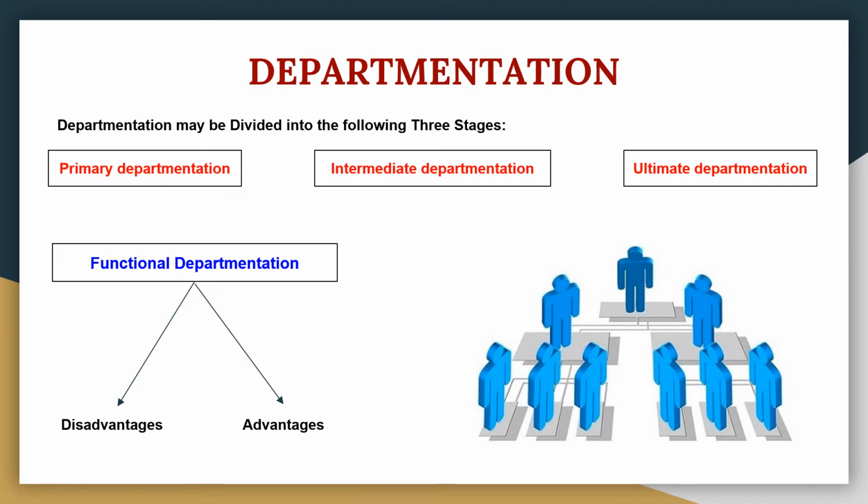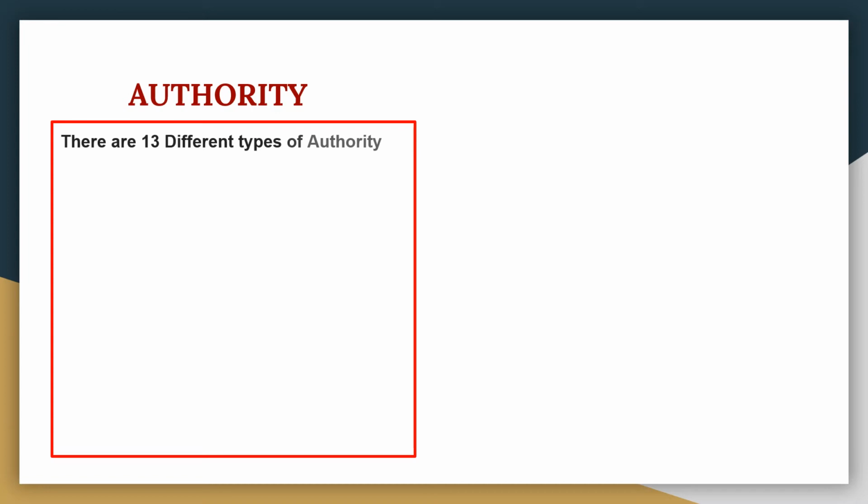Now, moving on towards the next topic, which is authority. Authority is an integral part of society which needs to be followed if one wants to live in the society. Not following authority will invite corrective actions. There are 13 different types of authority.